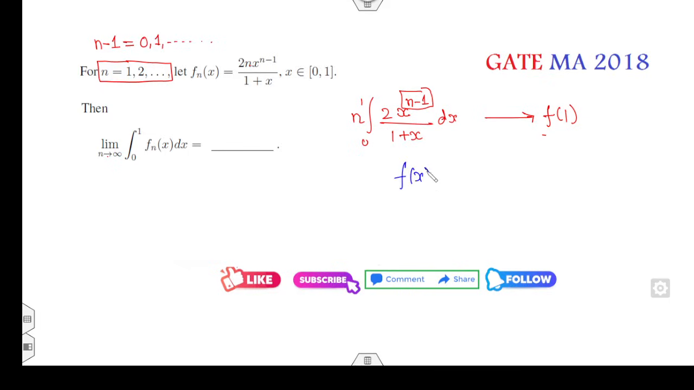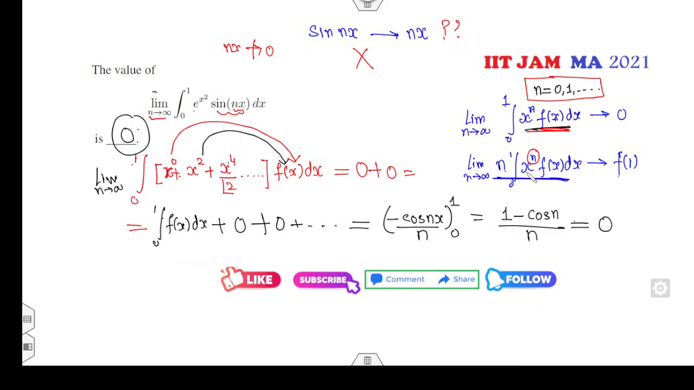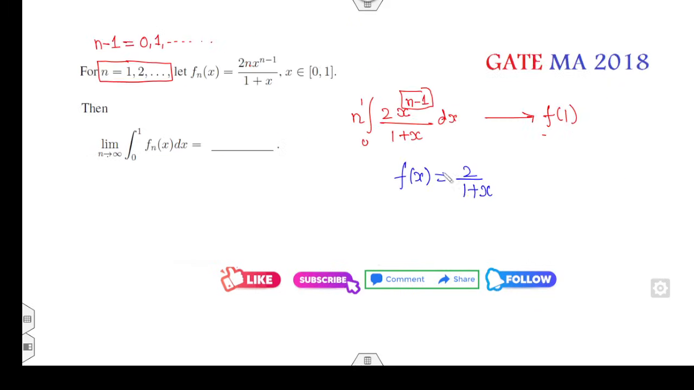So can you compare f(x)? f(x) will be 2 over 1 plus x. You can compare them: n into x raised to power n into f(x). What is the value of f(1)? 2 over 2. 1 is the right answer of the problem.